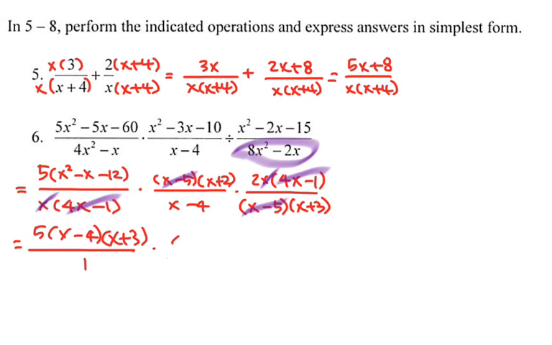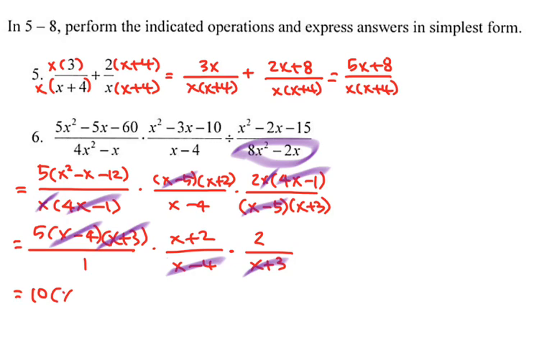Now, what's left on the denominator? Only 1, and then from the second fraction we have x plus 2 over x minus 4. Okay, that's given. The last one is simply 2 is left, and x plus 3. Now what else cancels out here? x minus 4 cancels out. x plus 3 cancels out. That means simply 10 times x plus 2 becomes our answer.